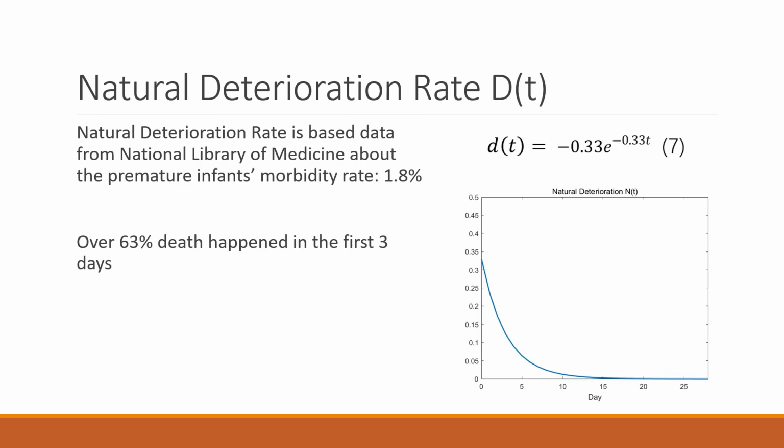For the next part, I'm going to introduce a natural deterioration rate, which is DT. The natural deterioration rate is based on data from the National Library of Medicine about premature infants, with a mortality rate of 1.8%. According to the data, we can also see that over 63% of the total deaths happen in the first 3 days. So basically, the deterioration happens faster in the first 3 days, and at other times it gets lower and lower. So we measured it as equation 7.